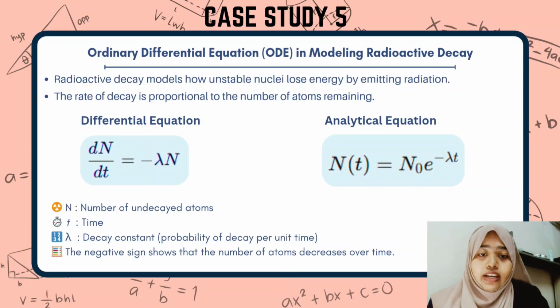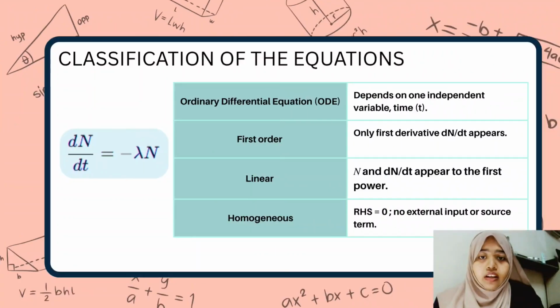This equation shows that the rate of decay is directly proportional to the number of remaining atoms. By solving this equation analytically, we get N(t) equal to this equation, which represents an exponential decay. The number of atoms decreases rapidly at first, then slows down as time increases. The equation can be classified as follows.